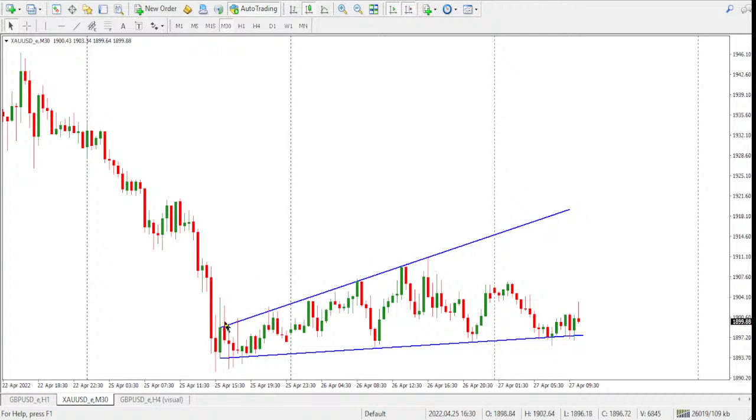You can see the price used this as a resistance. We had a good resistance here. We had almost a resistance. Then we had very good resistances there, there, and there. Then we had a support here. We had a support there, and there, and there, and there.